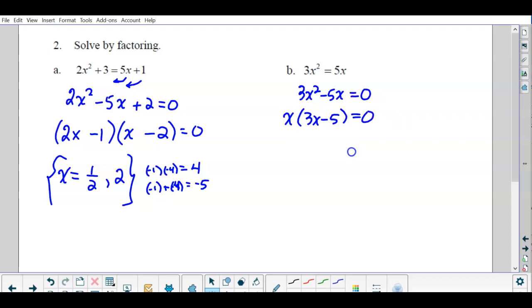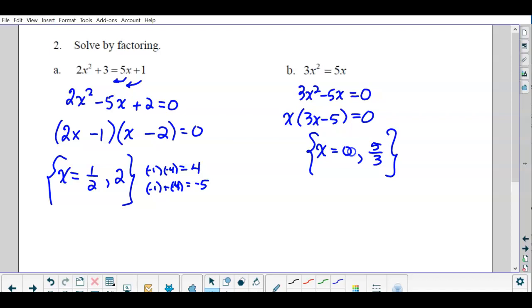So then, two factors here. x equals 0. Sometimes students forget about it, but it's x equals 0, because 0 times this will be 0, or vice versa. And then 5/3. So by dividing by x, you lost the solution of x equals 0. So those are your two solutions.